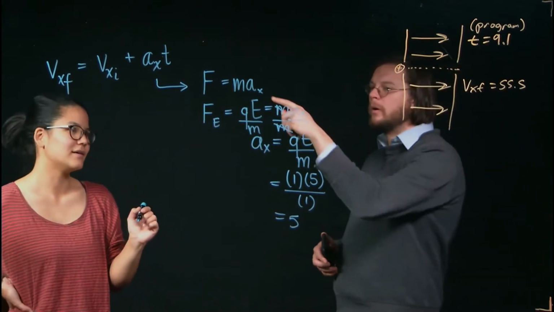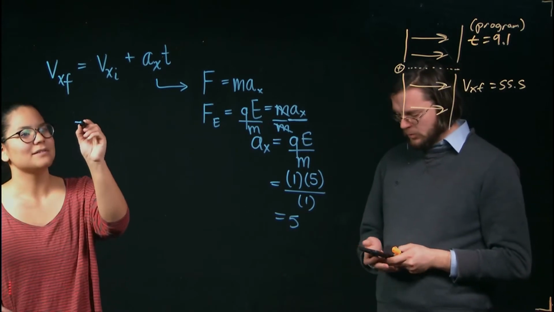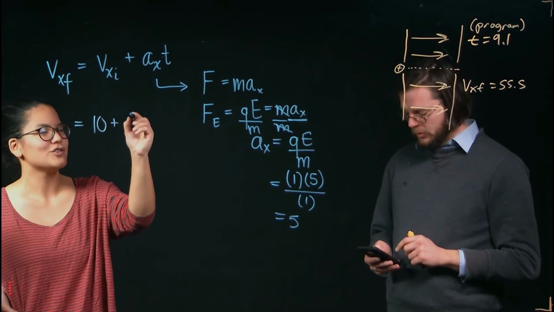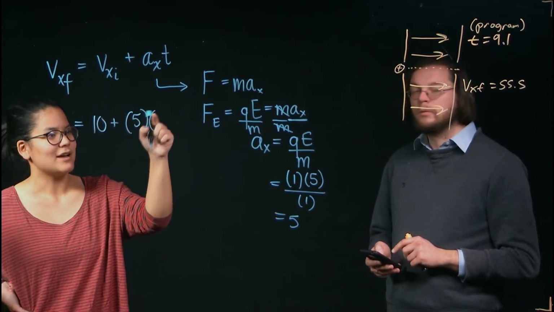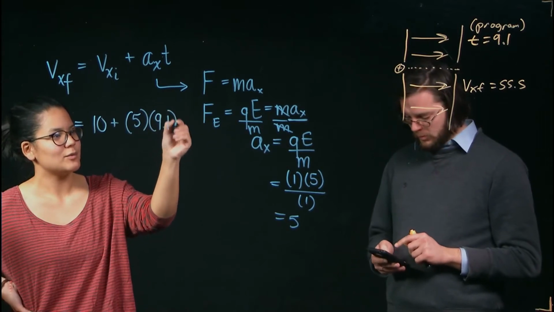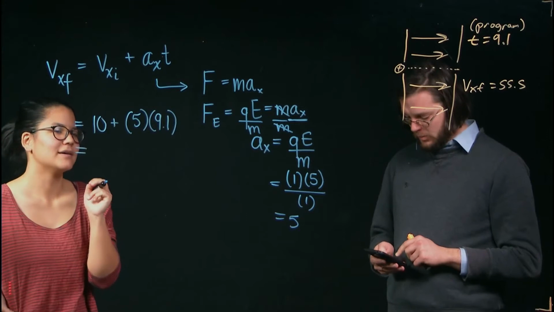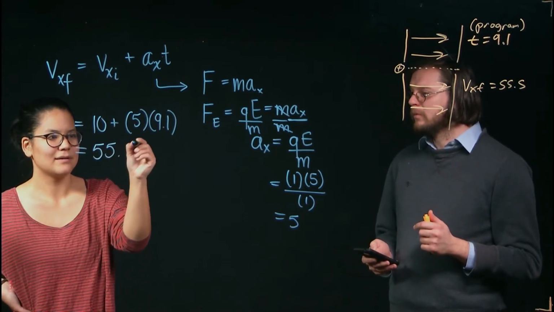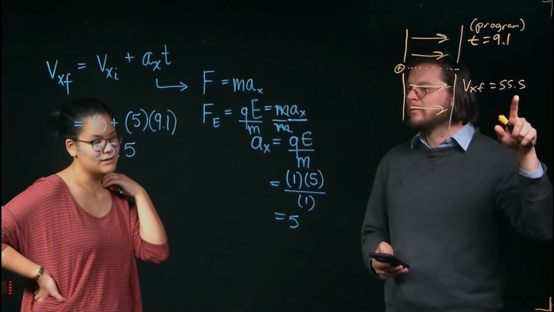Do you remember what our initial velocity was? I think it was 10. So I'm going to go ahead and run the numbers here. So it's 5 times what? 9.1. That was the time measured by the program. Okay, that gives us 45.5 plus 10, 55.5. So exactly the same thing as we got from our program.